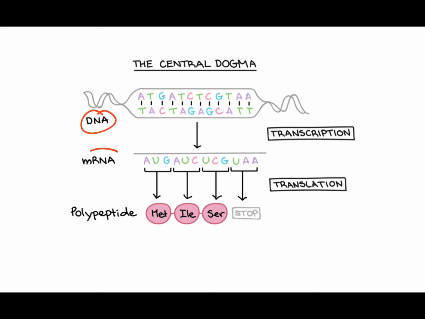into mRNA, and the mRNA is then translated into a polypeptide or a protein. In this video, we're going to concentrate on the translation aspect of this dogma. How does mRNA get read? And how does a polypeptide chain of amino acids form?